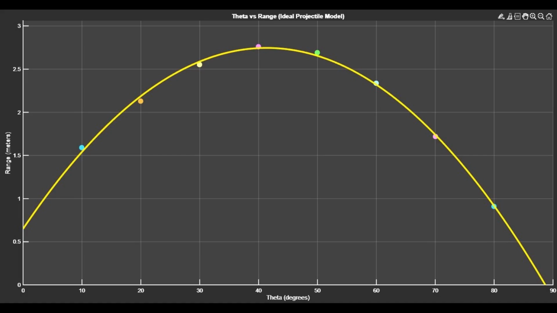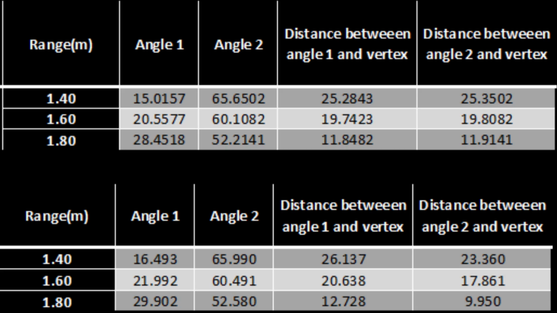After drawing the graphs and appreciating the progress I had made so far, I calculated the necessary values that will be used in the comparison process, which are both of the angles that result in the ranges 1.4, 1.6 and 1.8 meters, and the vertex point of both of the graphs. It's good to mention here that angle 1 is the smaller angle and angle 2 is the bigger one in these tables. Then came the comparison process.